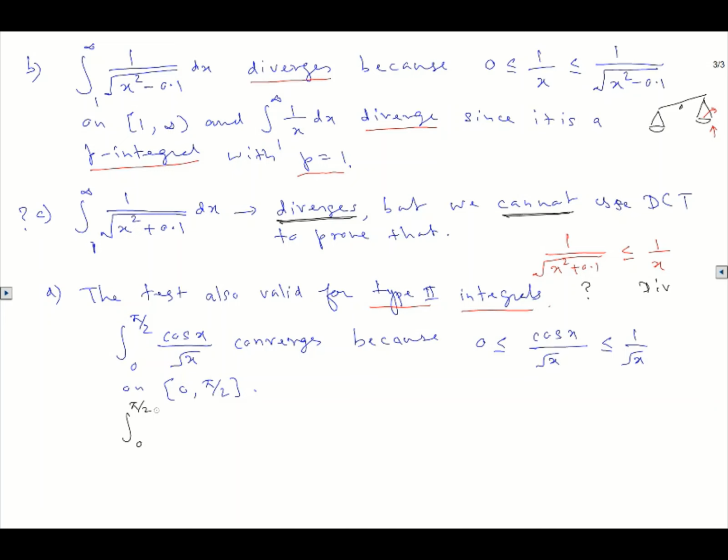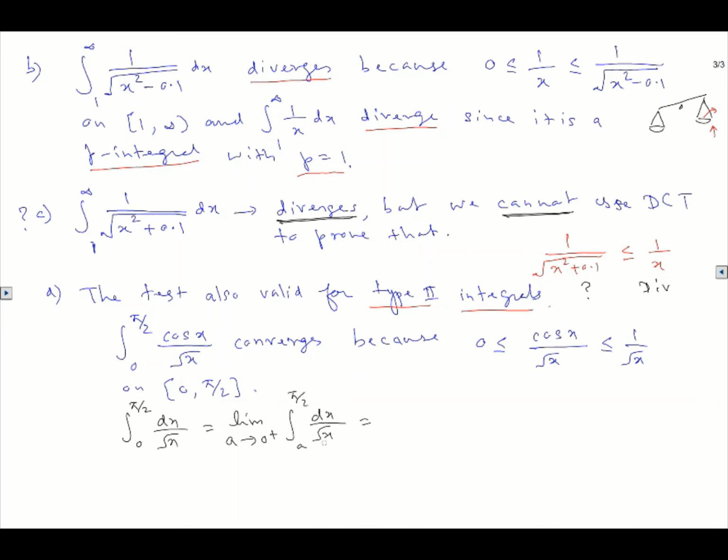So it is a p integral. This is a very easy p integral. So we can write the limit. There's a discontinuity at 0. So that means we can say a goes to 0 plus, the integral from a to pi over 2 of dx over square root x.